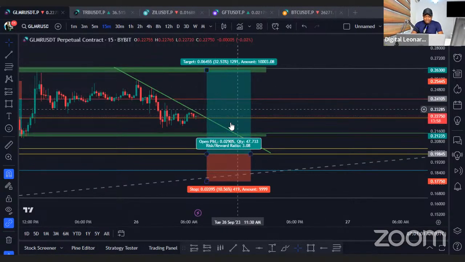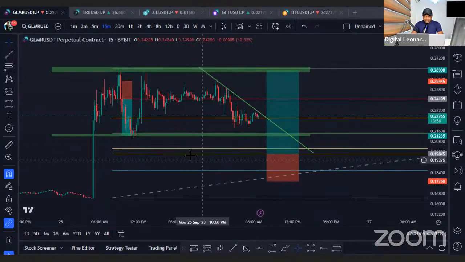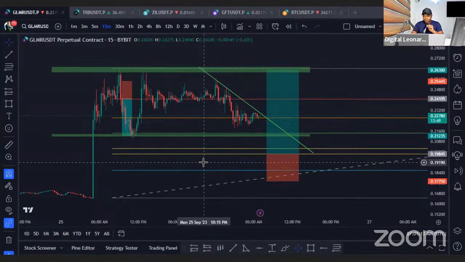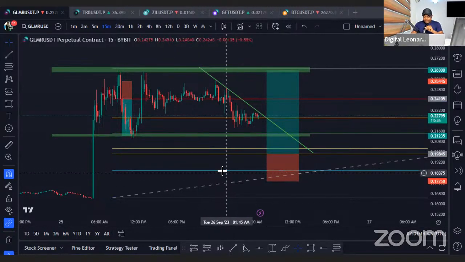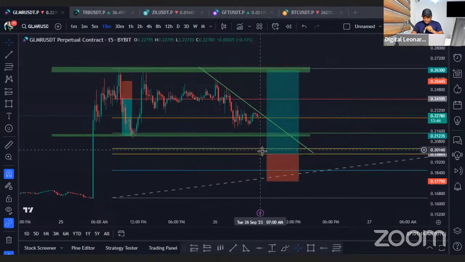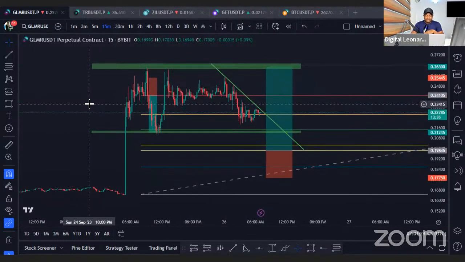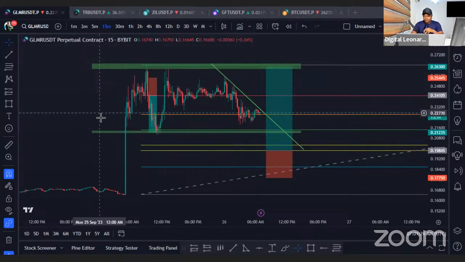for this my CC channel here, this my CC level here. So I'm looking at taking a trade to the upside at this 0.198 level, or if we do not hold this area here, then the next area I should be looking at will be the 18-cent level, which is the 786 level. All right, so these are the levels I'm currently looking at for the GLMR token right now.